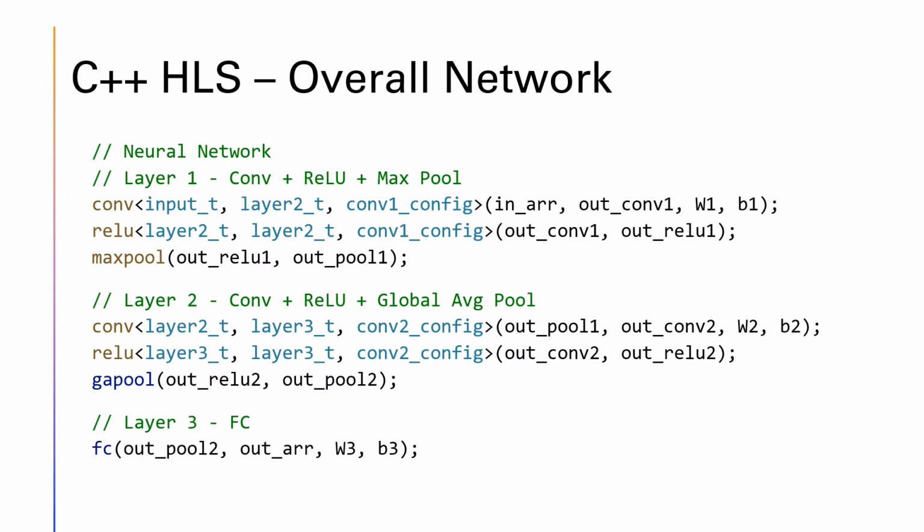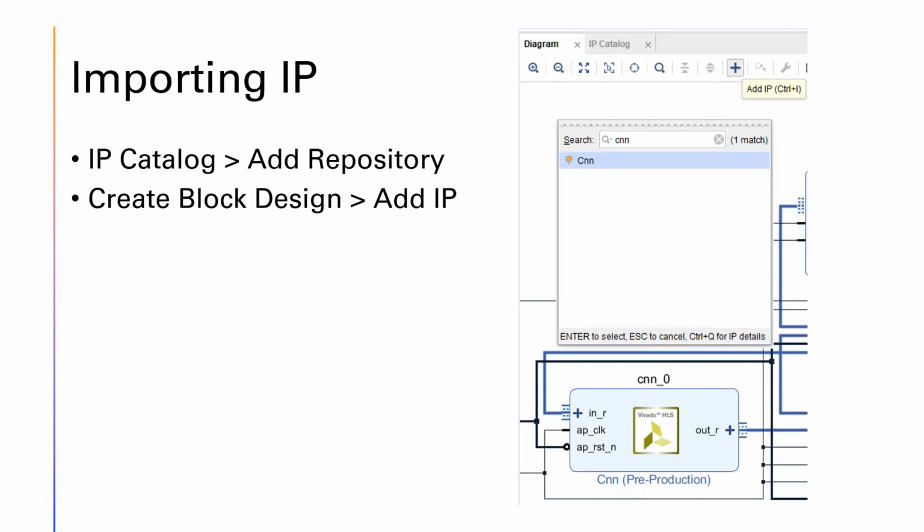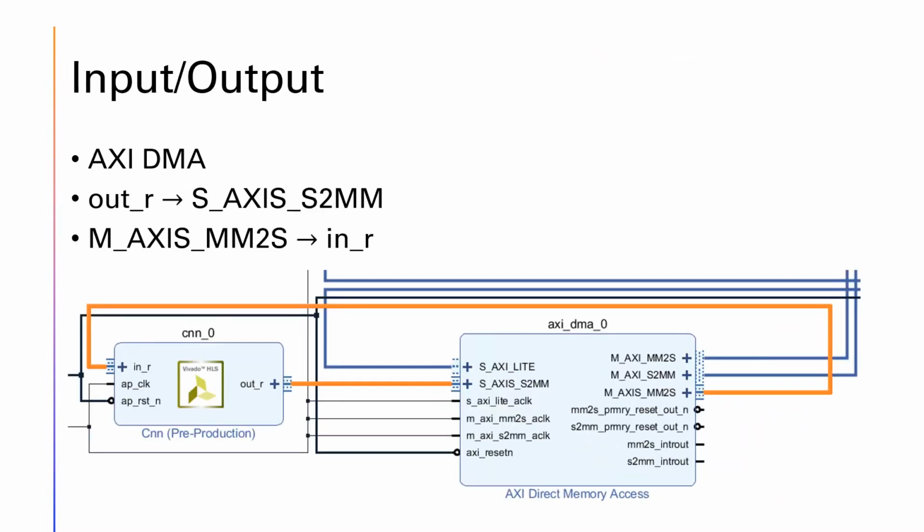Here we have the overall network making use of the functions shown in the previous slides. After exporting from Vivado HLS, we can import the IP into Vivado using a simple two-step procedure. First, you go to the IP catalog and add a repository, then you create a block design and add the IP block.